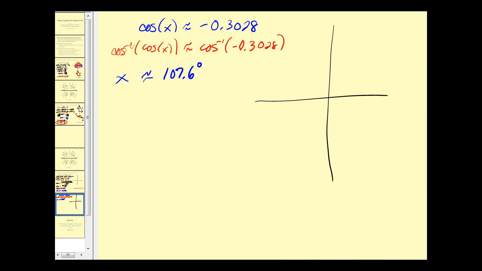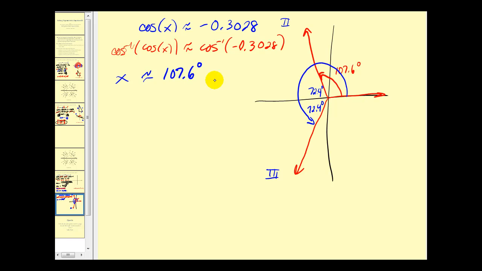Sketch this angle on the coordinate plane. So we'd have 90 plus another 17.6 degrees. Now notice that means that our reference angle here would be 180 minus 107.6, or 72.4 degrees. The reason that's important is because remember that cosine is negative in both the second and the third quadrant. So there's another angle that has the same cosine function value in the third quadrant with the same reference angle. So if we sketch another reference angle of 72.4 degrees in this quadrant, this angle here will be another solution to this equation. So we'd have 180 plus 72.4, which is approximately 252.4 degrees.